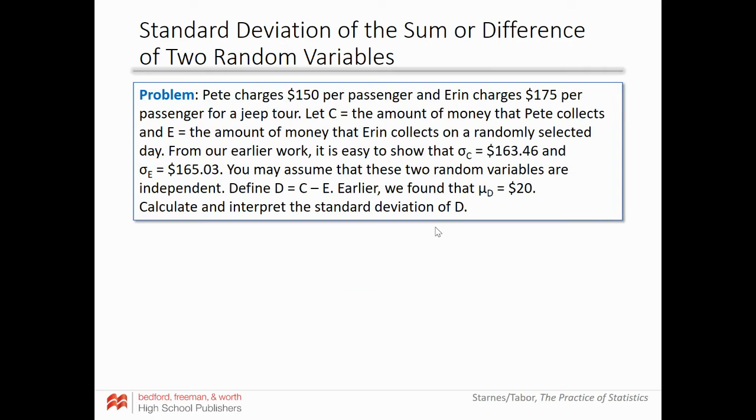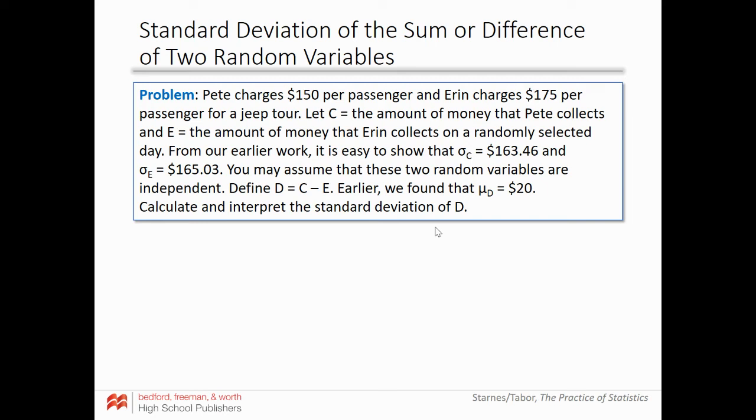So Pete charges $150 per passenger and Aaron charges $175 per passenger for the Jeep tour. Let X equal the amount of money that Pete collects and E equal the amount of money that Aaron collects on a randomly selected day. From our earlier work, it is easy to show the standard deviations of Pete and Aaron are these, respectively. You may assume that these two random variables are independent. You have to do that in order to do this. Then you define D as C minus E. Earlier, we found that the difference in the mean was $20. Calculate and interpret the standard deviation.